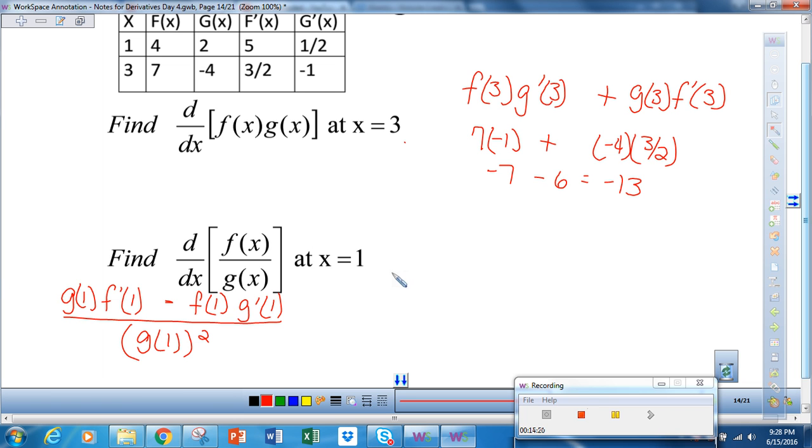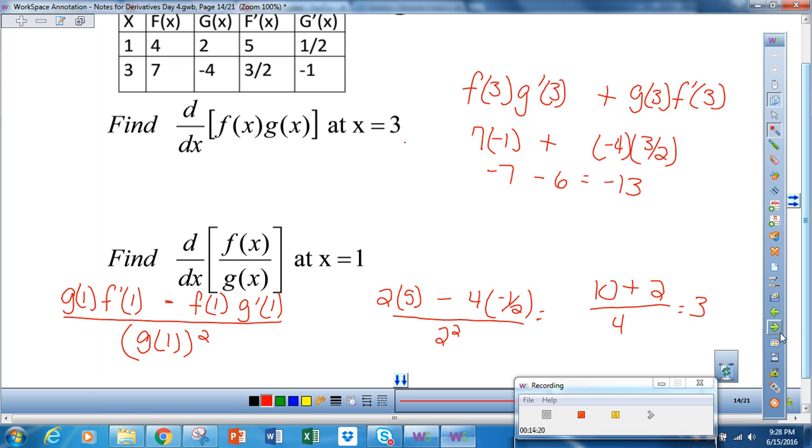Okay? So using our handy-dandy table, g of 1 is 2, f prime of 1 is 5, f of 1 is 4, g prime of 1 is negative 1/2, all over g of 1 squared. So that's 10 plus 2 over 4, and that is 3. Okay? So be very careful with that.